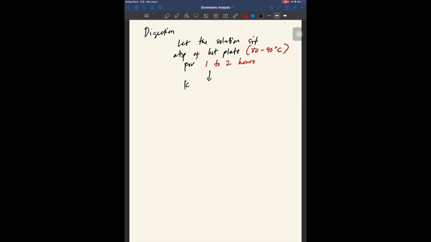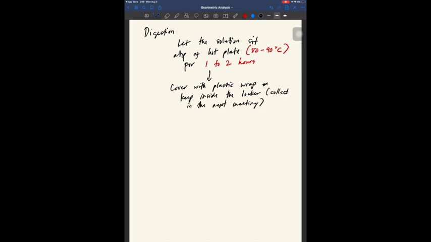Upon digestion, what is being done in digestion is just let the solution sit on top of a hot plate. And take note the temperature is 80 to 90 degrees Celsius and not boiling, for 1 to 2 hours. This one is very important. The time and temperature is very important. After that, cover with plastic cellophane and keep inside your locker. Of course, collect it in the next meeting.